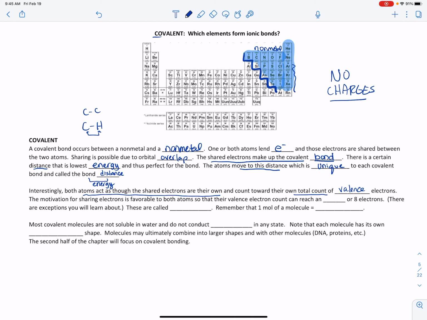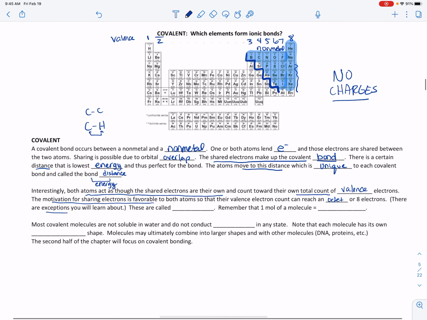If you forget what valence electrons are, they're the outermost electrons. And in the tall columns, this has one valence electron, that has 2, 3, 4, 5, 6, 7, and 8. So there are the valence electrons, the outermost energy electrons. The motivation for the sharing is that it's favorable to both atoms so that their valence electron count can reach an octet. Mentioned last chapter, octets were important, and they're going to come back with a vengeance this chapter. And of course, there are some exceptions you'll learn about.